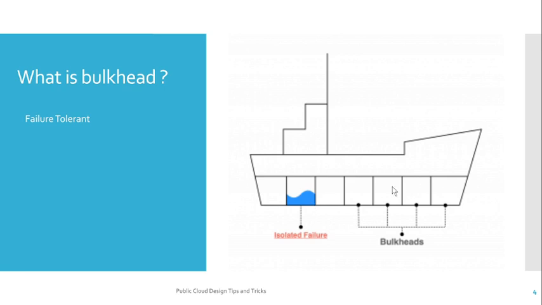The water will not cascade across the ship. If you look at the biggest ship accidents in the past, the Titanic was one of the biggest, and it was caused by a poor design of bulkheads. So yes, you have to design it properly when you want to stop the cascading of failure.